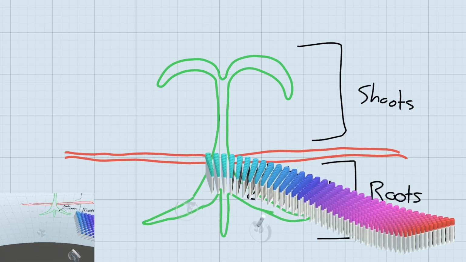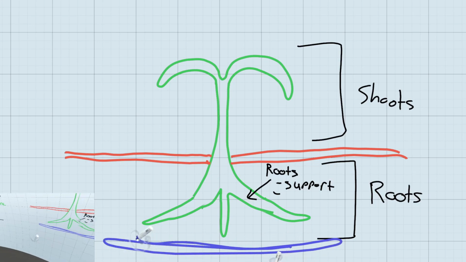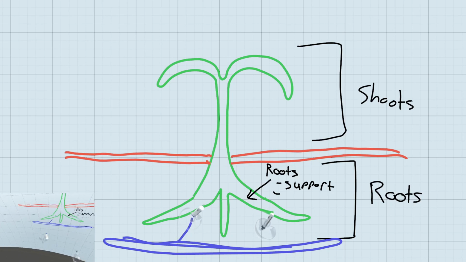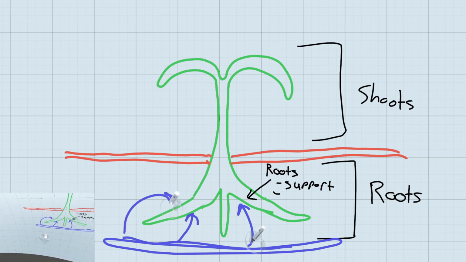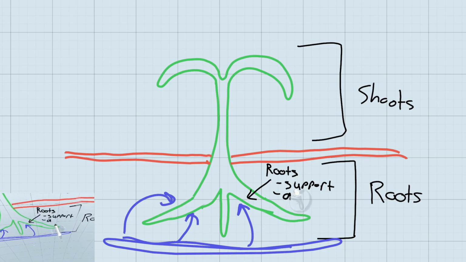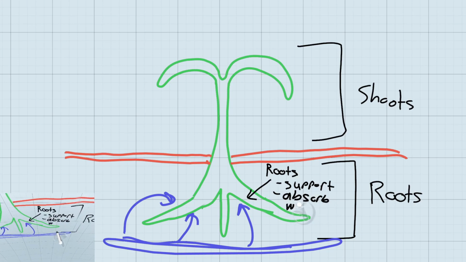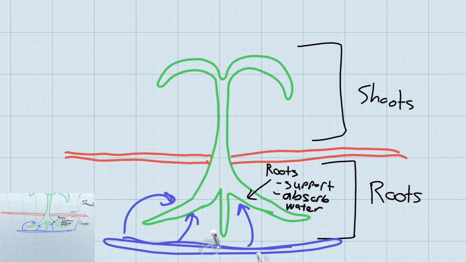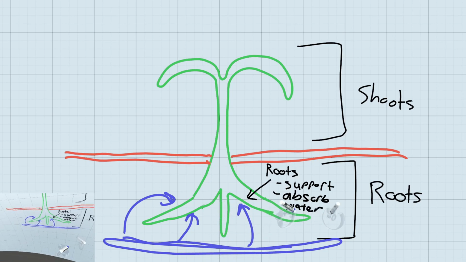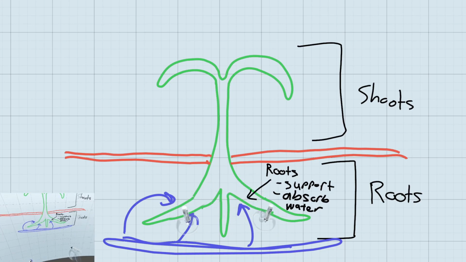Also underground is a whole bunch of water, groundwater. The job of the roots is to absorb some of this water so that the plant can live and carry out the rest of its life processes. So the roots also absorb water. The roots also absorb nutrients from the water and from the soil itself. These include minerals and other sort of rare things that the plant can't find anywhere else.